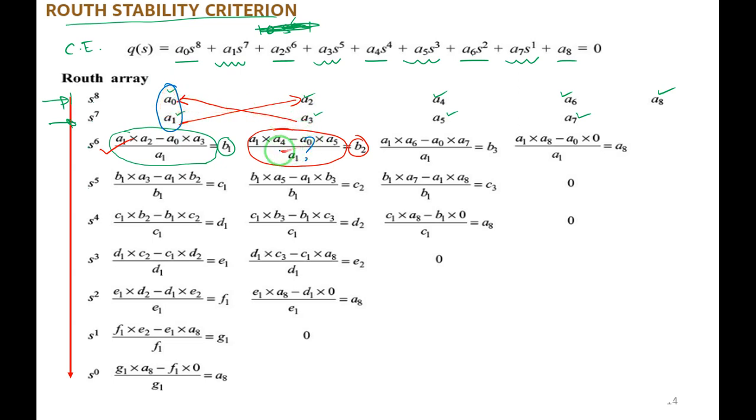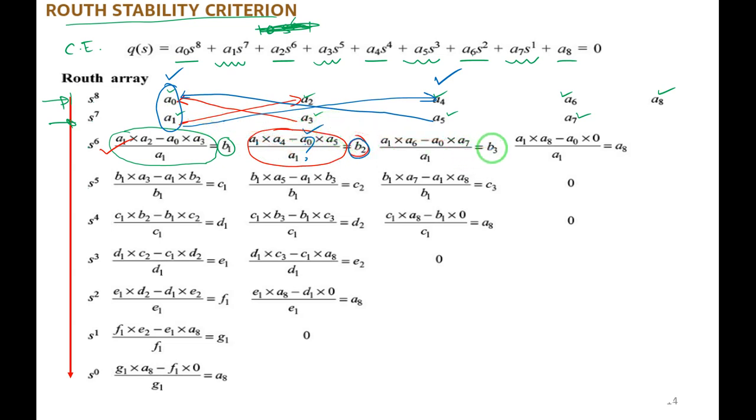Whether I calculate the first, second, third or fourth element in the third row, this a0, a1 column is fixed. Then leave the row just above this. I am leaving this. Then go to the next column. Use this row and this row to calculate. So a1 into a4 minus a5 into a0 divided by a1. So a1 into a4 minus a0 into a5 divided by a1. So we will get the b2 element. I hope it is clear.